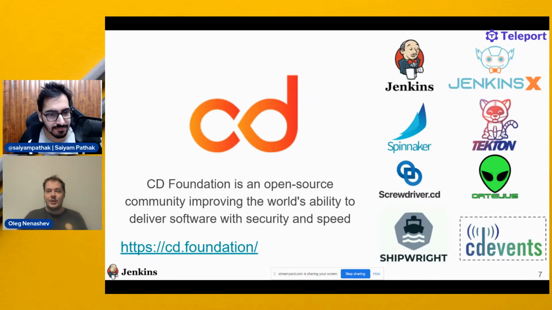Okay. So Jenkins is one of the founding projects of the Continuous Delivery Foundation, along with Jenkins X, Spinnaker, and Tekton. Later Screwdriver, Ortelius, and Shipwright joined. There is ongoing work on CD events, a specification for messaging. We can talk about it later if you're interested. The Continuous Delivery Foundation is a vendor-neutral home which fosters open source projects in the CI/CD space, and also works on topics like interoperability between these projects and other common areas like security, best practices, and so on. If you're interested, please contribute.